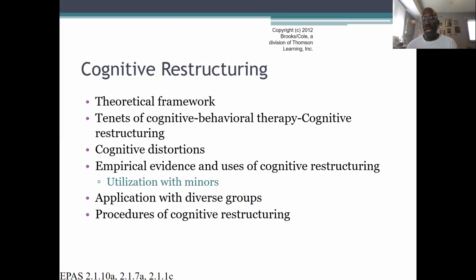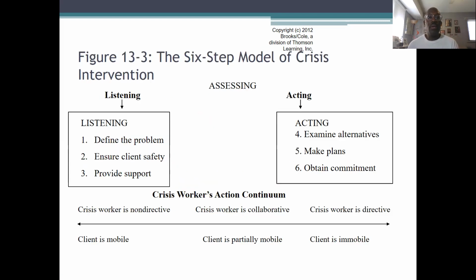So again, the crisis piece, going back here, is that 6-step model that really looks at this continuum, and it's a little bit different than some of the other models. Keep in mind that the level of intervention is very often short-lived, because we're trying to get them to a safe place and then potentially pass them on to more appropriate services, or long-term services that can help them resolve some of those issues.